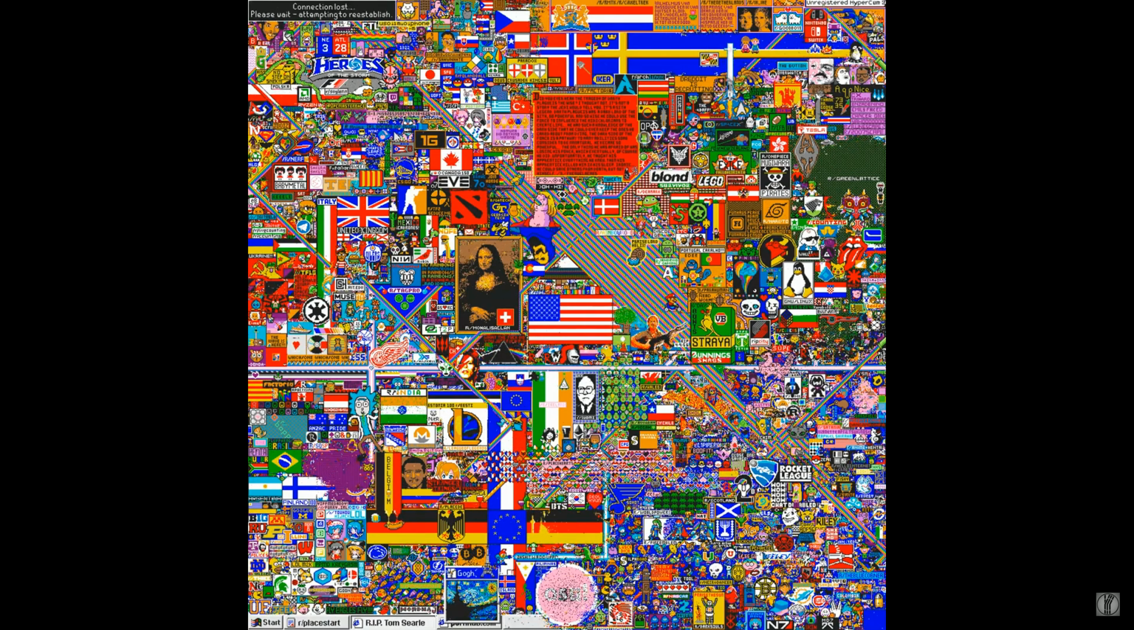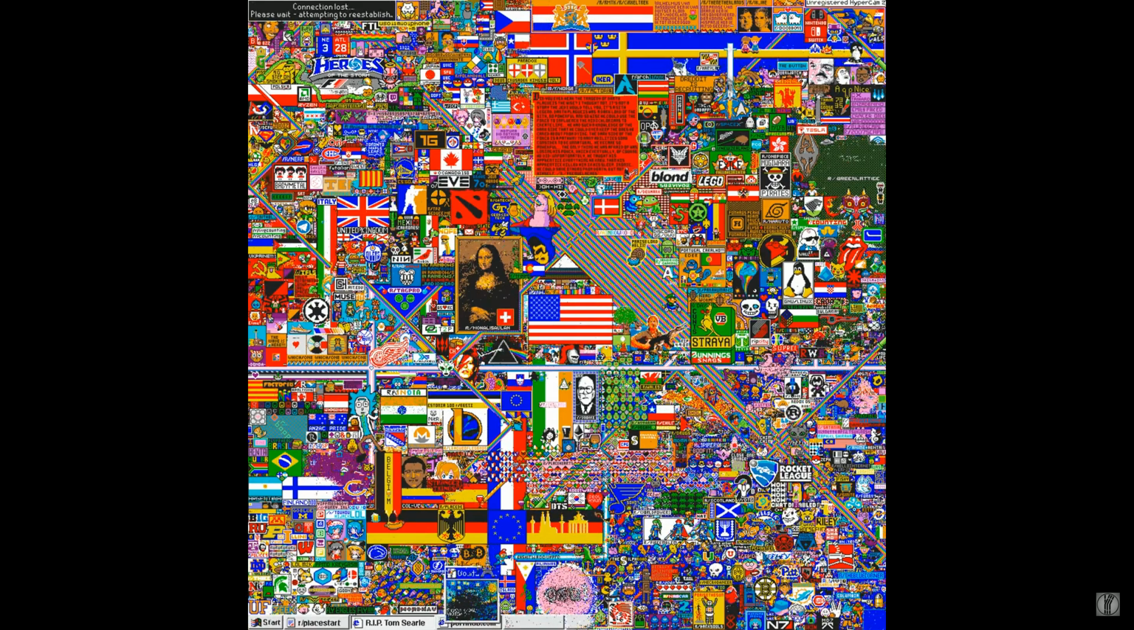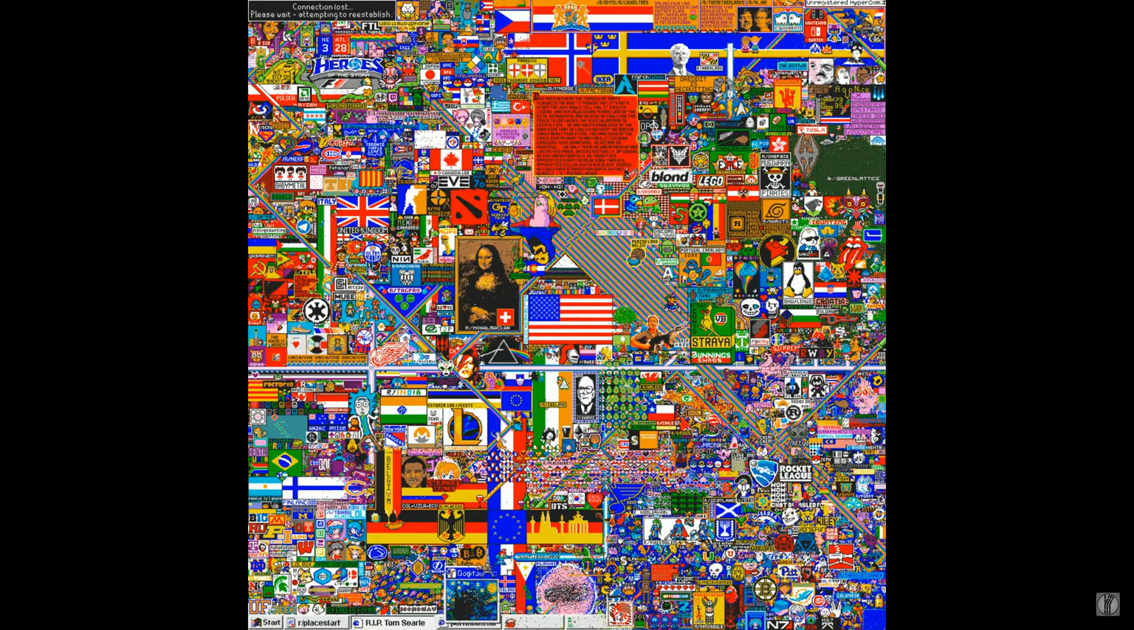People have built little bots to help them draw that add pixels at a regular interval and to make sure that those images get up on the screen. But really cool stuff. I love this image.